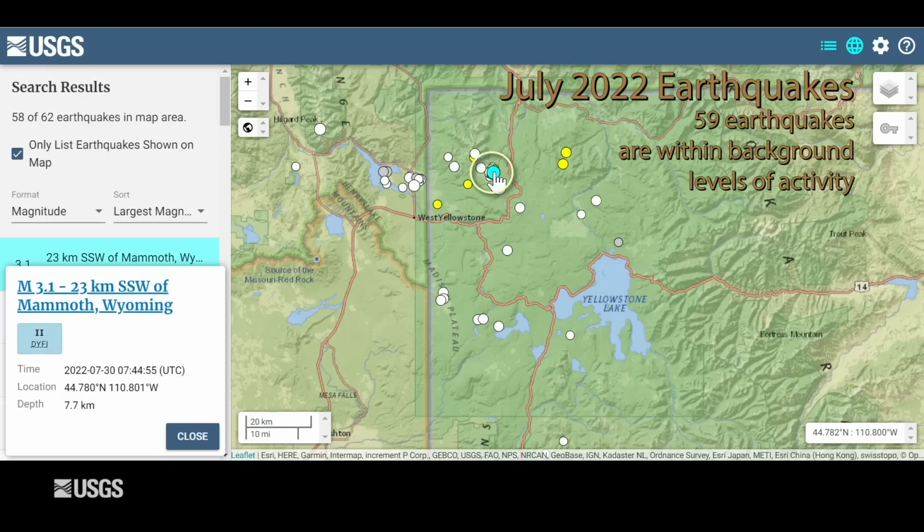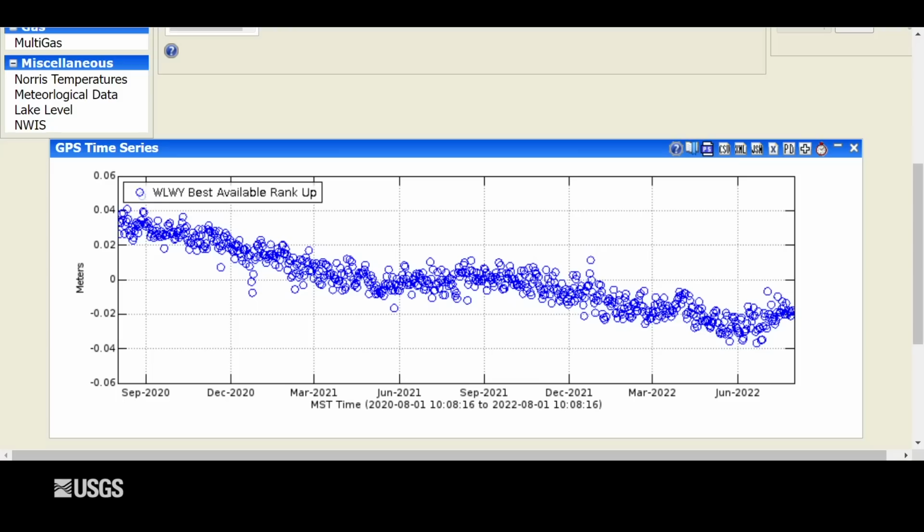Now, the largest earthquake of the month was a magnitude 3.1 that occurred about 14 miles or so south of Mammoth Hot Springs in Yellowstone National Park. And this was a part of a small sequence of earthquakes, 13 located events that occurred right at the end of the month. So, normal background levels of seismicity in July in Yellowstone.